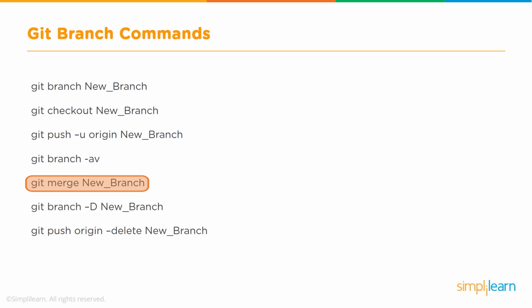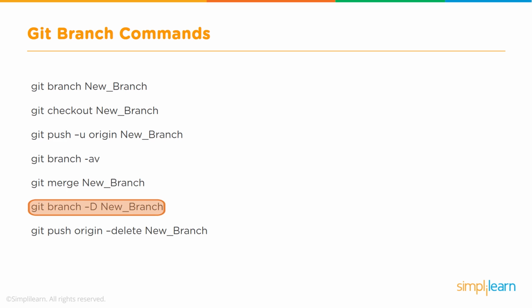If you're on the master branch and you issue the command git merge new_branch, this would merge the contents of the new branch onto the master branch. Once you merge the contents of any branch, you would possibly want to delete that branch. The command to delete the branch locally is git branch -D and the name of the branch. This again would delete the branch locally.